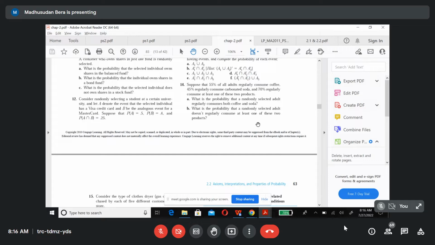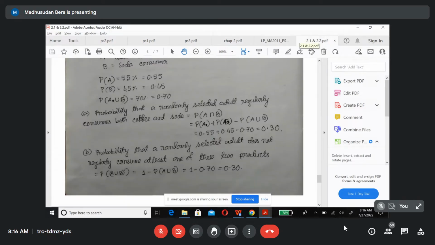Or you can think this way. Does not consume at least one of these two products. So the probability of (A union B) complement is, by the complementation rule, 1 minus P(A union B). P(A union B) is given, so that way we get the answer.